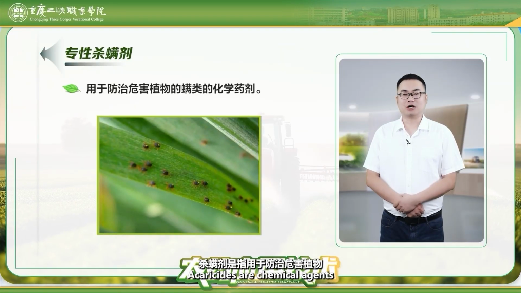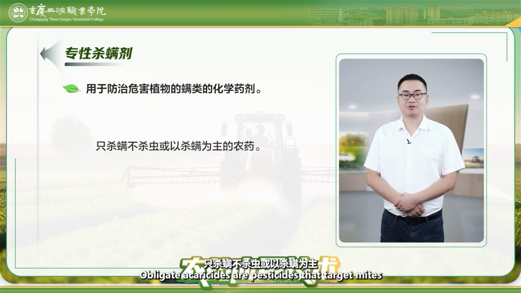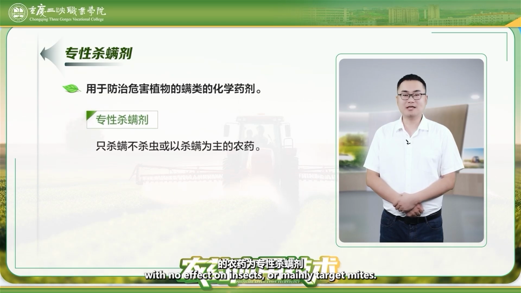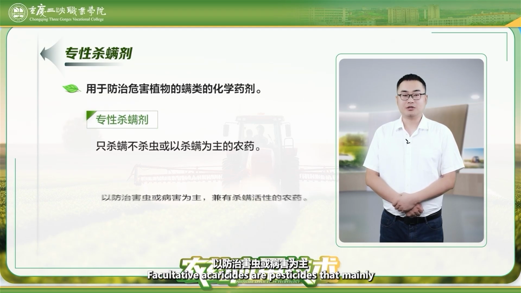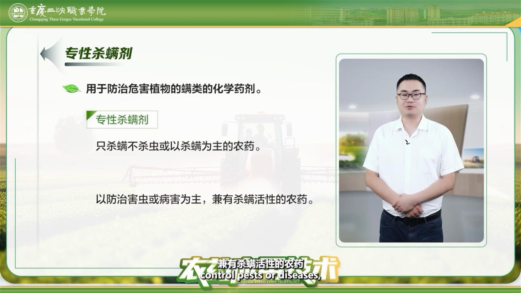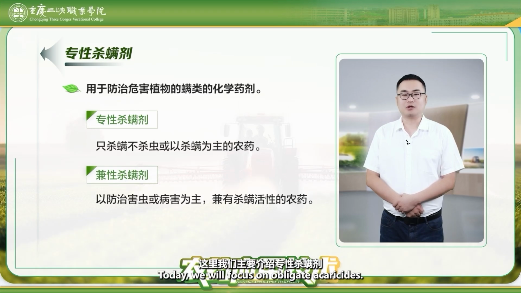Acaricides are chemical agents used to control mites that damage plants. Obligate acaricides are pesticides that target mites with no effect on insects or mainly target mites. Facultative acaricides are pesticides that mainly control pests or diseases with additional activity against mites. Today we will focus on obligate acaricides.